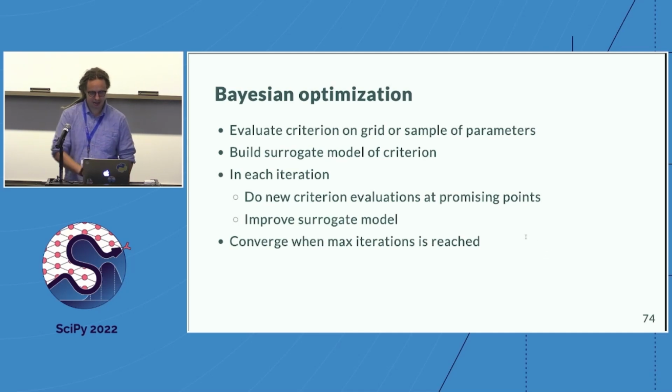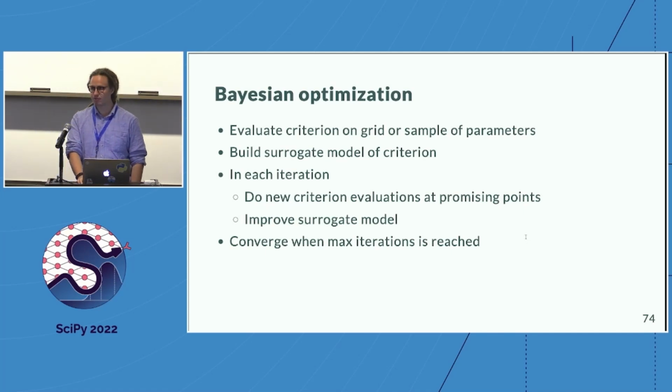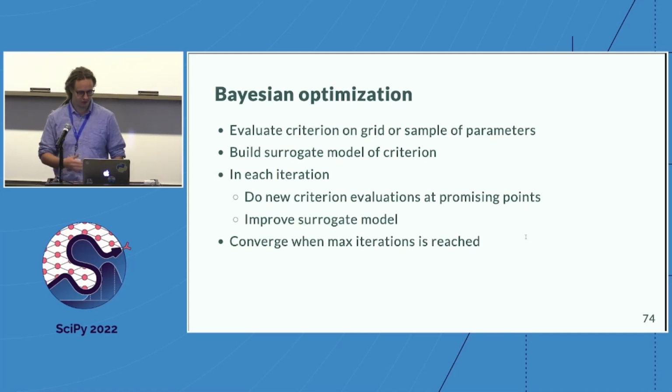And then in each iteration, they do new criterion evaluations at promising points in the parameter space and also use those points to refine the surrogate model. And over time, the surrogate model becomes better and better. There are many different ways of fitting these surrogate models, but that's the general approach. And they also typically converge after a fixed number of refinement steps or so.